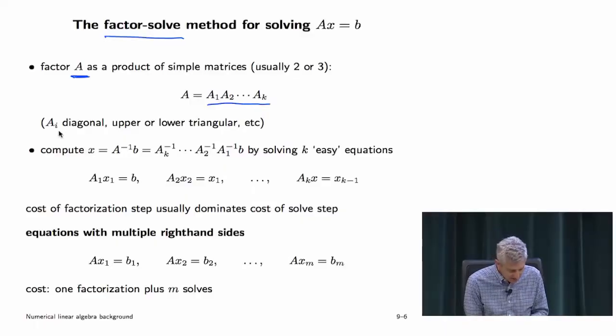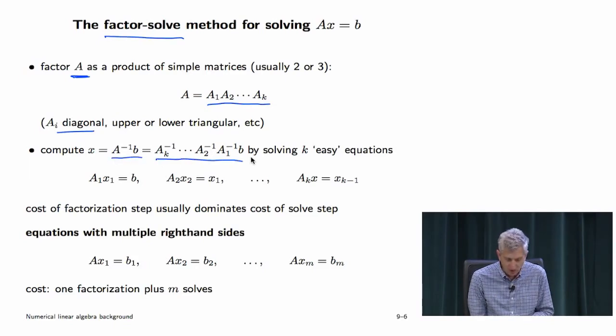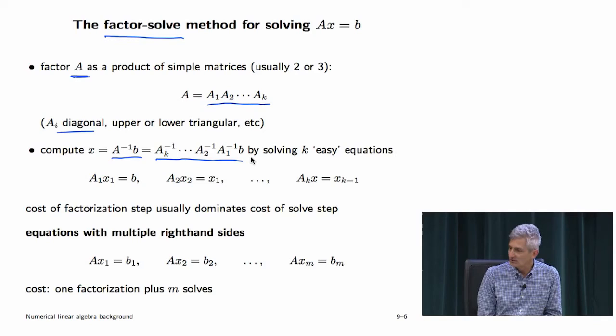So these are things like diagonal, upper, lower triangular, and so on. And then, this is totally obvious. What is A inverse B? Well, the inverse of a product is just the product of the inverses in the other order, like this. And then you parse it. This is extremely important, remembering that you're never computing any of these inverses, right? You parse it this way, right?